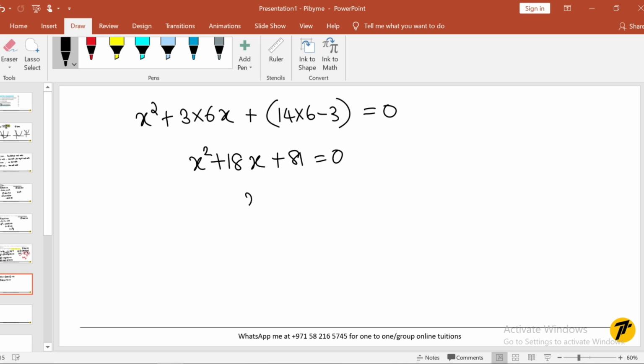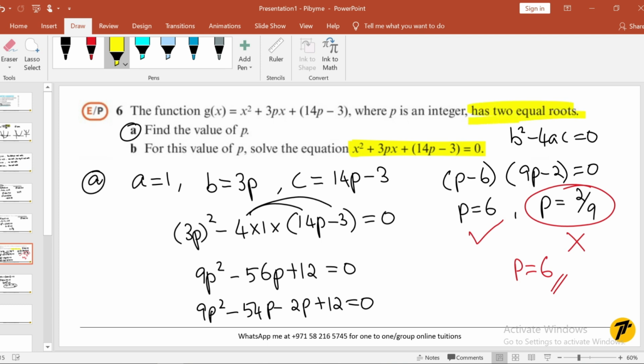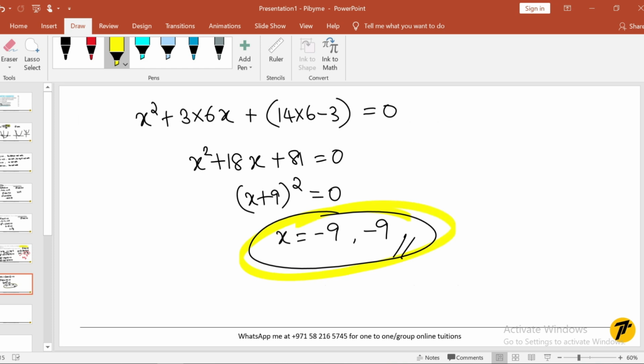This can be written as x plus 9 whole square is 0. x is equal to minus 9. You can write just one minus 9 or 2 minus 9, it's the same thing. That's the value of x. You should remember this information, the function has only one root, is already mentioned in the question here: 2 equal roots. So when you solve, you have to get 2 equal roots or only one root. If you get 2 different roots here, that means something is wrong. You have to go back and double check your work.